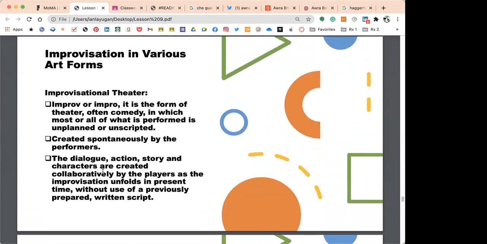The amazing Nicki Minaj. Improvisation in various art forms: improv theater, improv or impro. It is the form of theater, often comedy, in which most or all of what is performed is unplanned or unscripted. Sir, question. Yung kina Vice Ganda po ba improvisational yon? Yes, that's an improv. That's why those are very good performers. Vice Ganda and other stand-up comedies, those are very good. Those are improvs. They are spontaneously done by performers, and the dialogue, action, story, and characters are created collaboratively by the players as the improv unfolds in present time without use of a previously prepared written script.